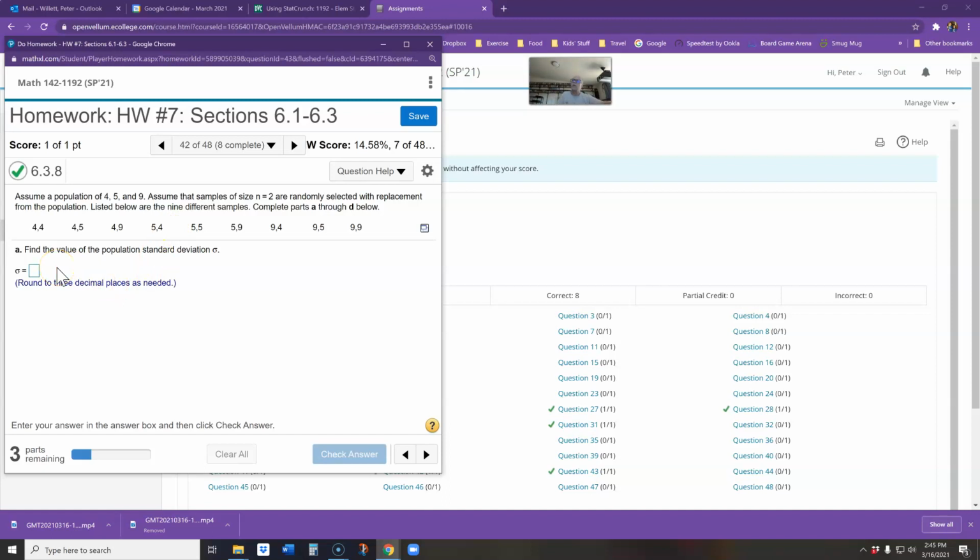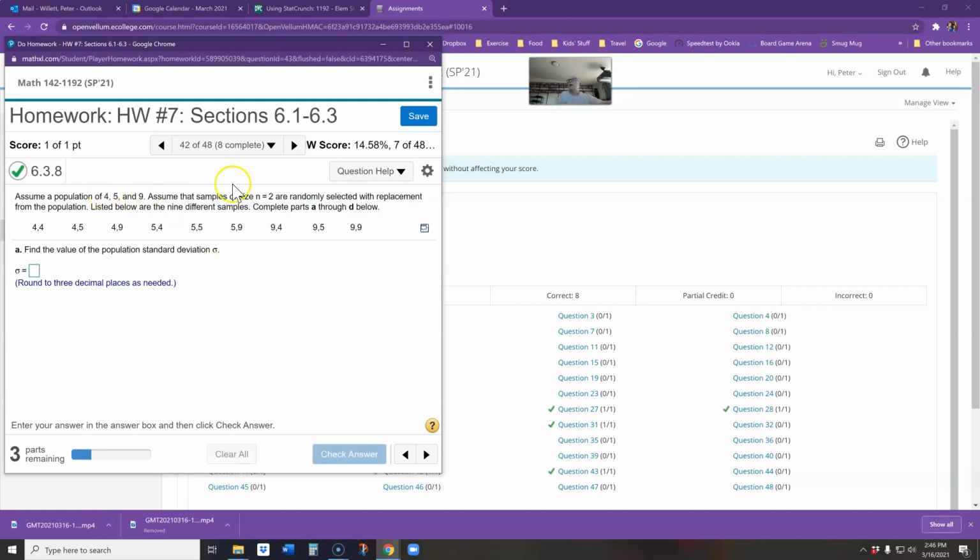So then the first thing I want you to do is find the value of the population standard deviation. So again, the population are the numbers 4, 5, and 9. So let's start with that. So how could we use StatCrunch to help us?